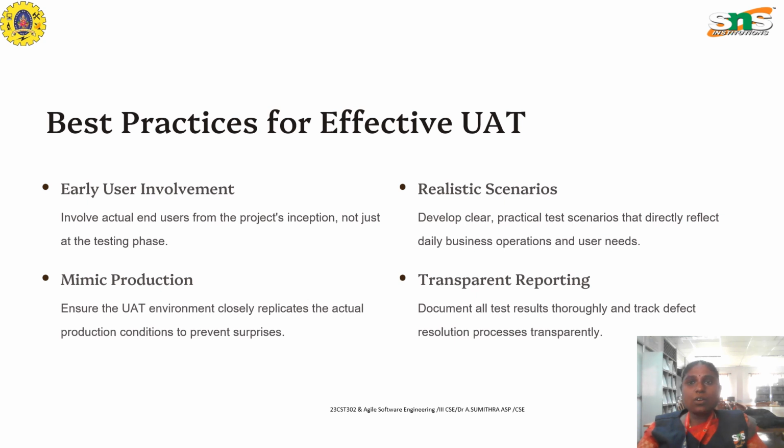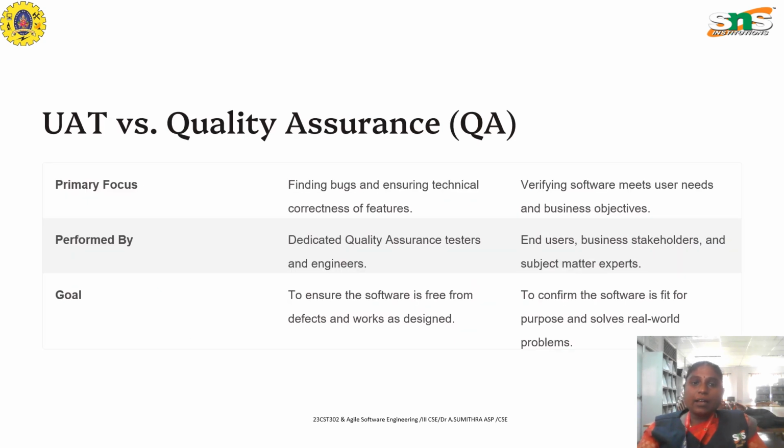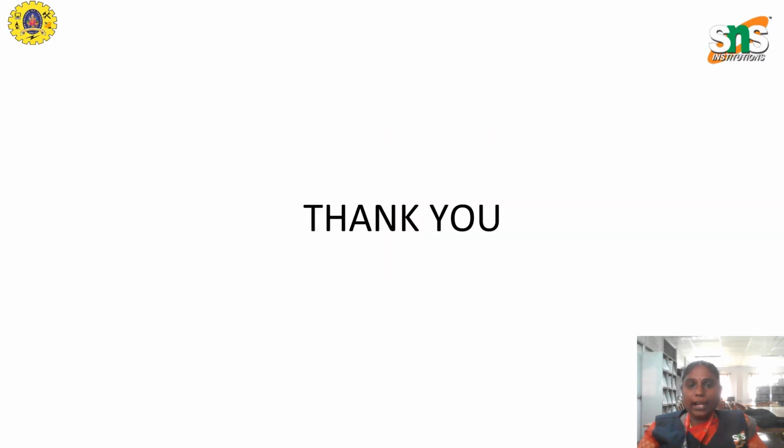So hence, I conclude by stating that UAT is the final step to ensure the software is not just functional but valuable to the user. It's the key to delivering a product that works and delights. And we can also have a final assurance of the software, both functional and valuable to the user. So that is the main conclusion, wrapping up UAT and quality assurance.